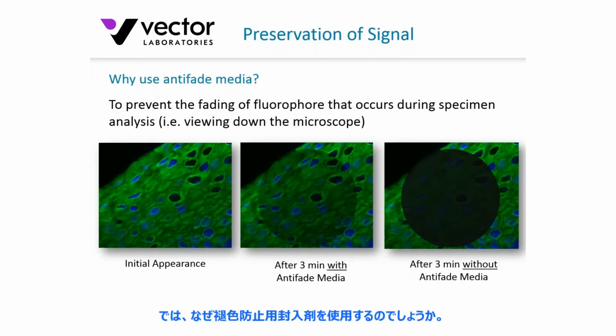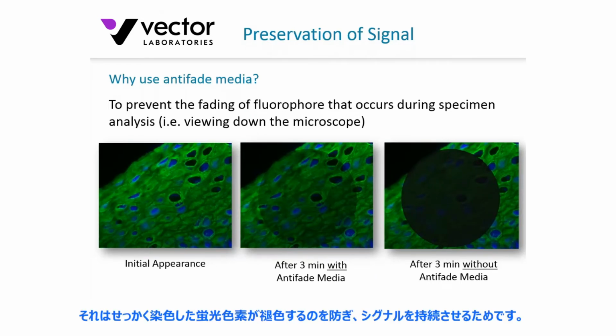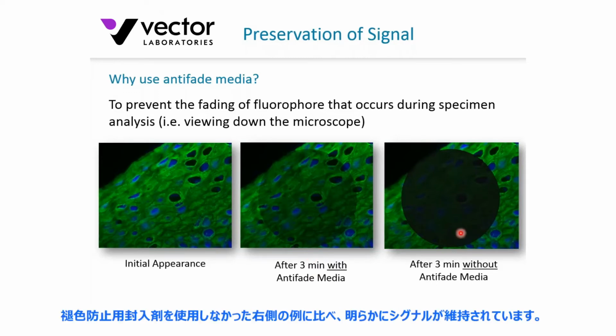So why use an anti-fade mounting media? Well, certainly to prevent the fading of the fluorophore or fluorophores that you've worked so hard to retain and maximize up until this point. When you're viewing them down the microscope, you don't want that signal to fade away. And as we've got here in this middle image, under a 40x, you will see that the signal after 3 minutes of observation with anti-fade is retained significantly better than 3 minutes without an anti-fade. So this is a key reason for retention of signal. You have to use an anti-fade mounting media.